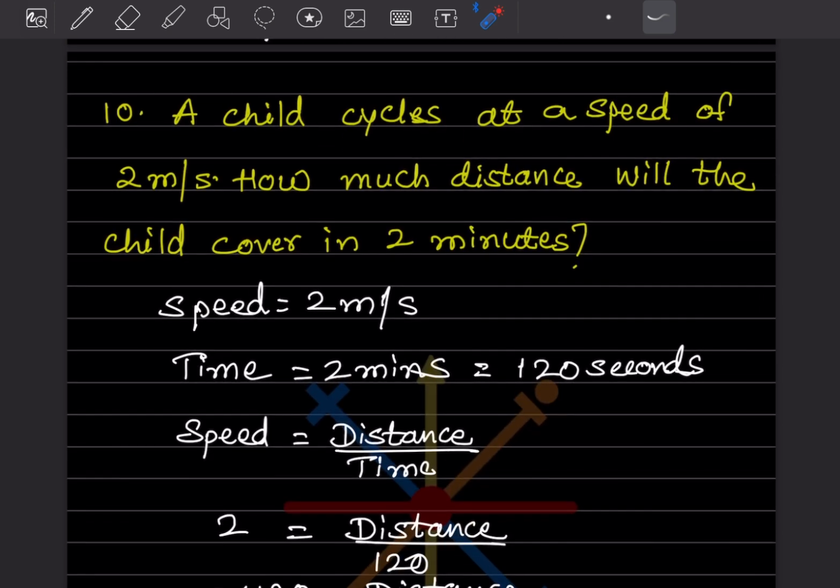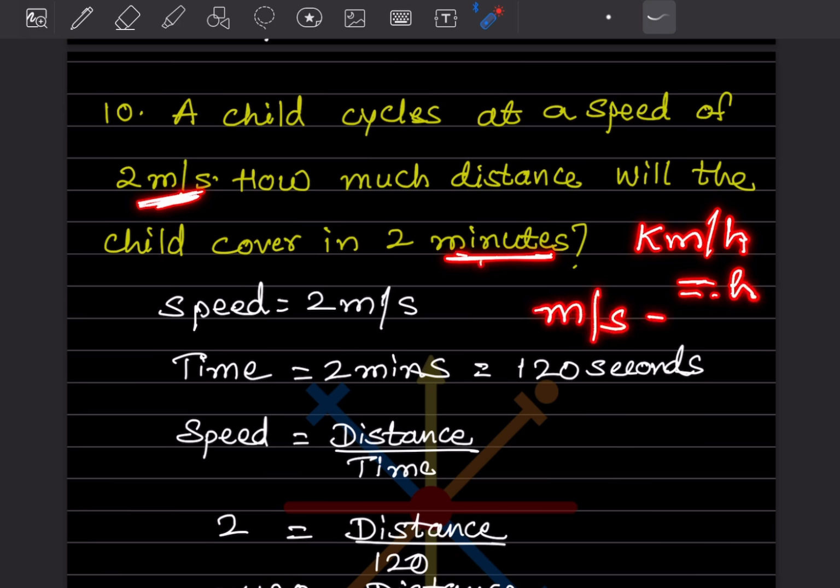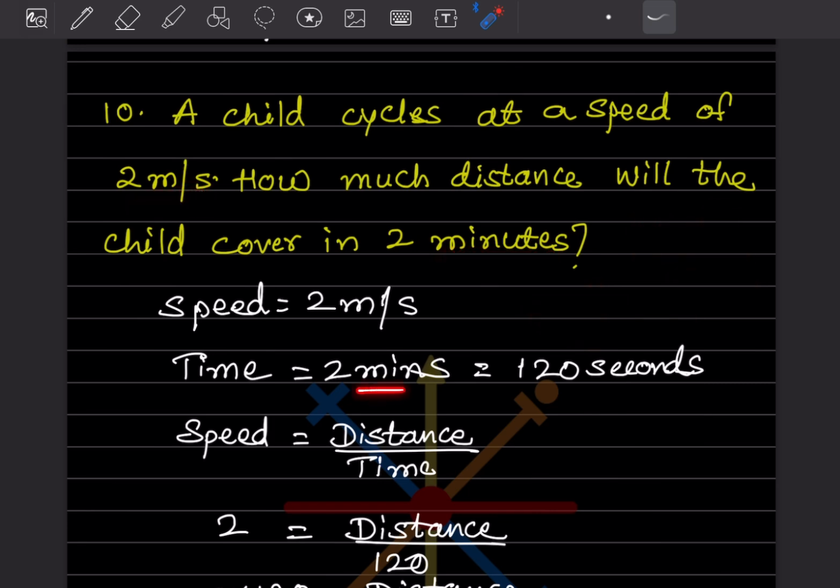A child cycles at a speed of 2 meters per second. How much distance will the child cover in 2 minutes? Speed is given as 2 meters per second and the time is given as 2 minutes. Whenever it is in kilometers per hour, the time should be in hours. And whenever it is meters per second, the time should be in seconds. So we'll convert 2 minutes to seconds. 1 minute is 60 seconds, so 2 minutes is going to be 120 seconds.